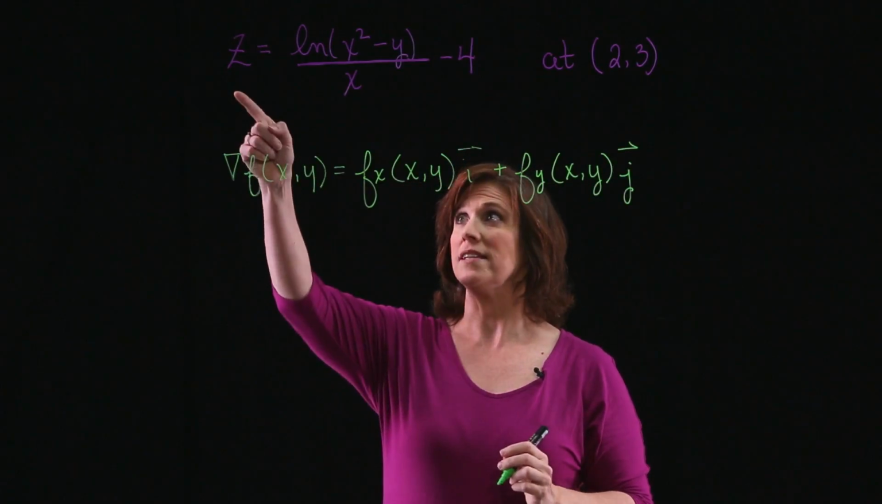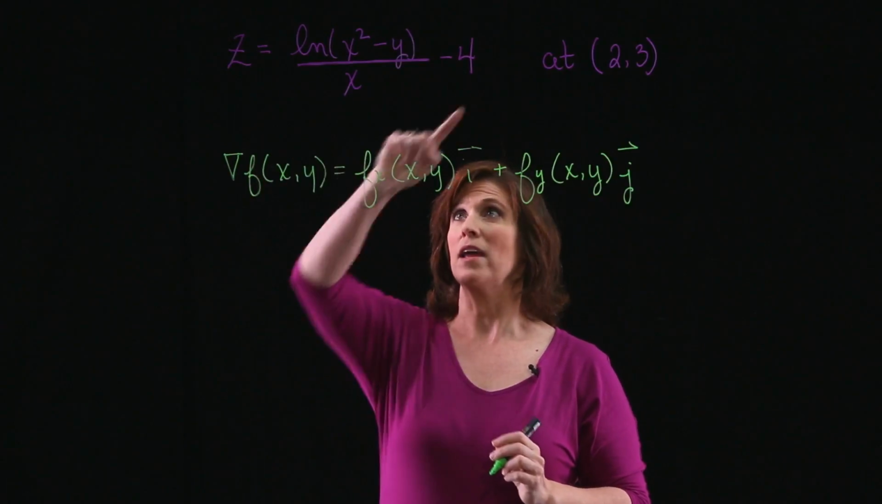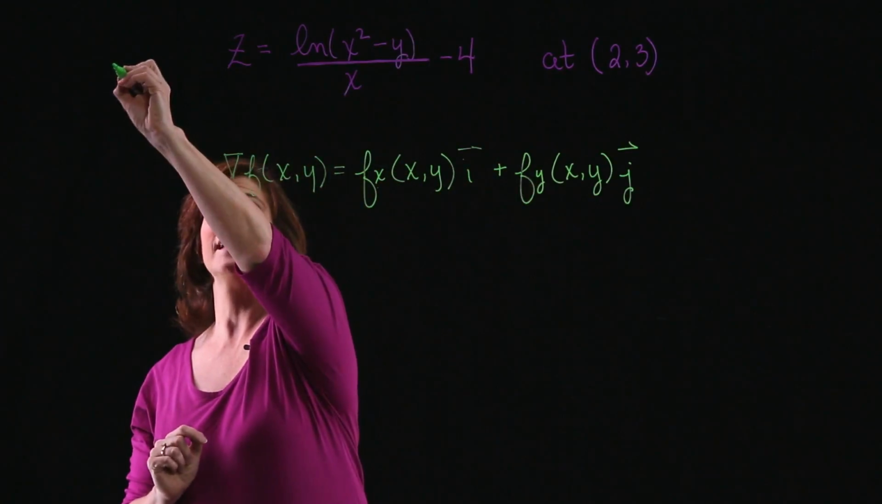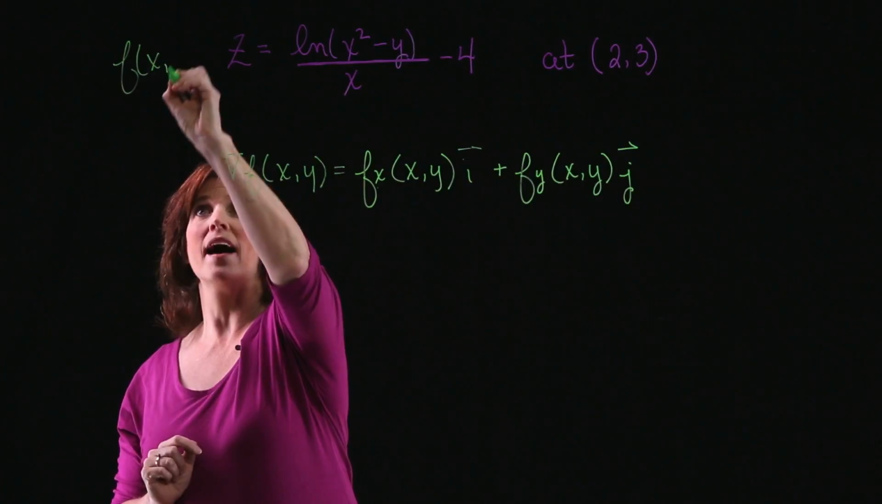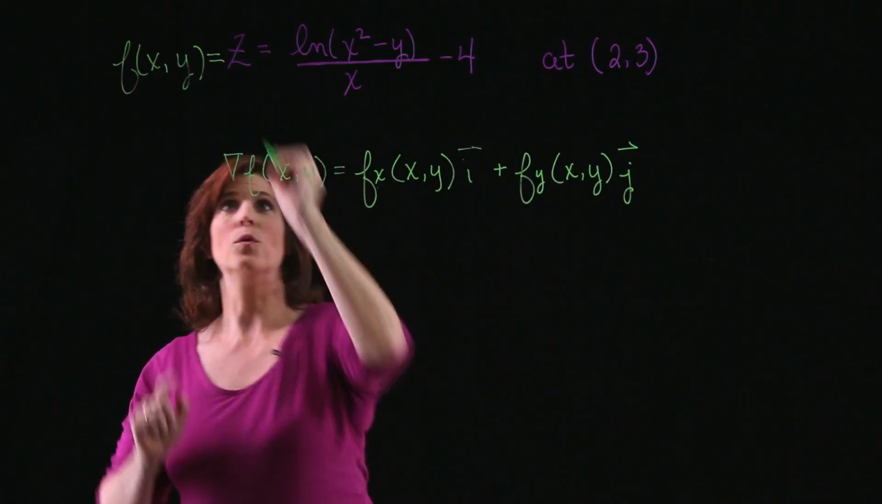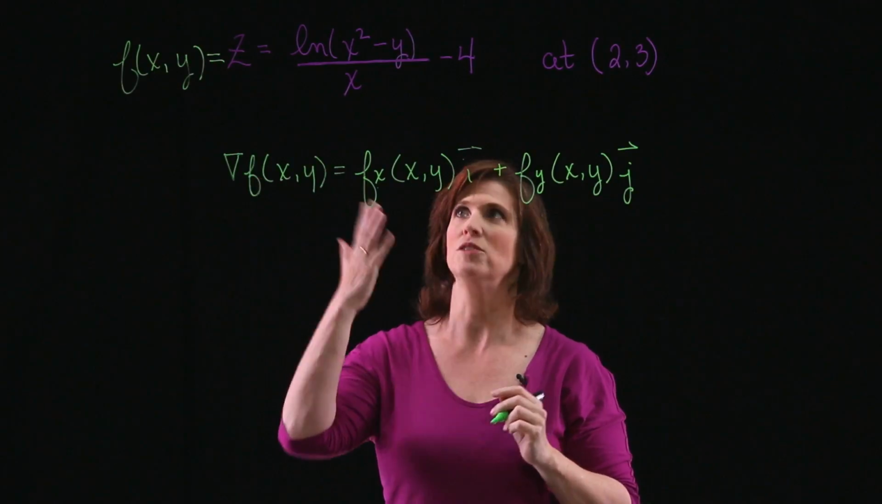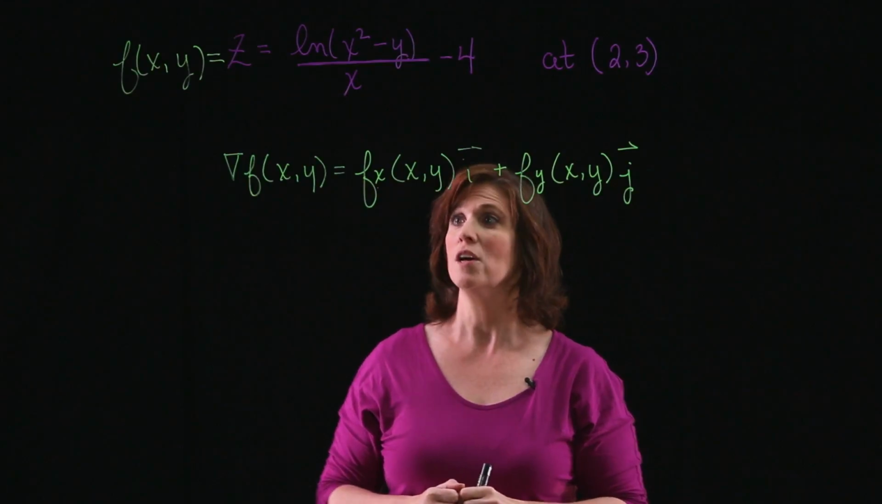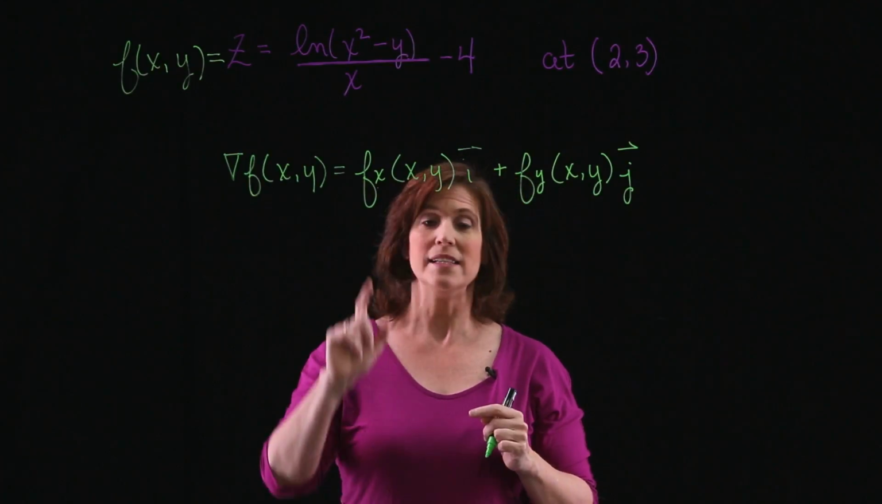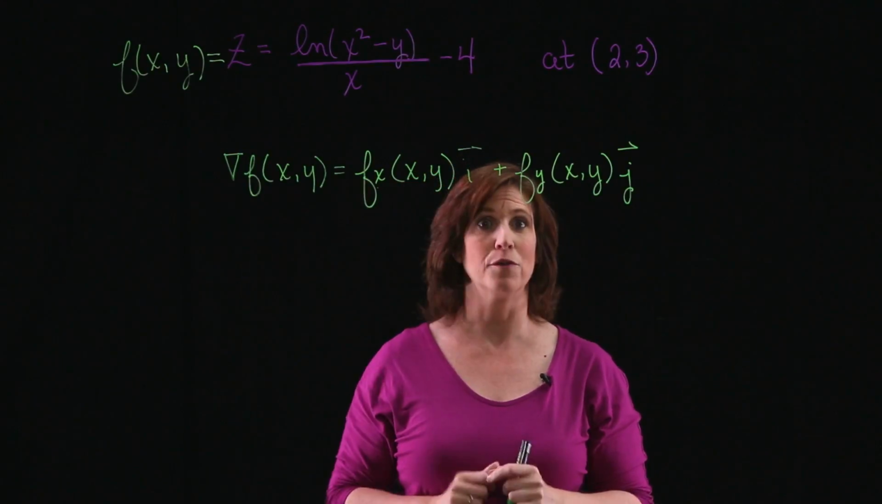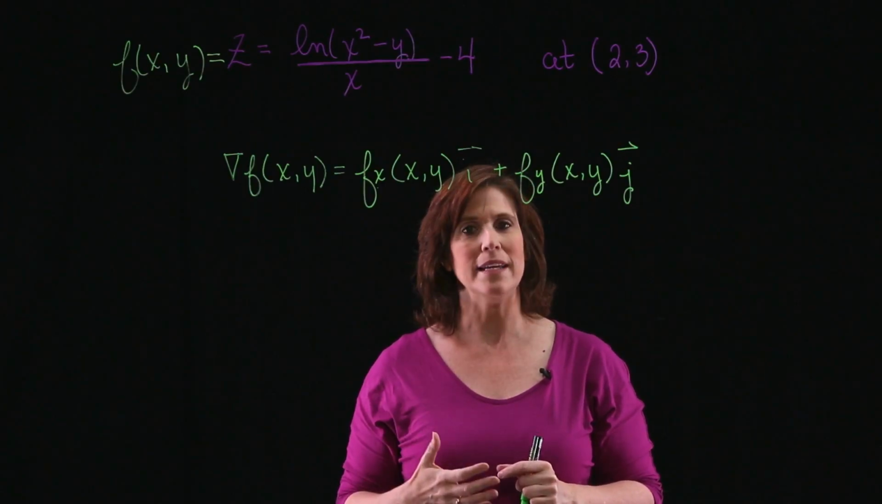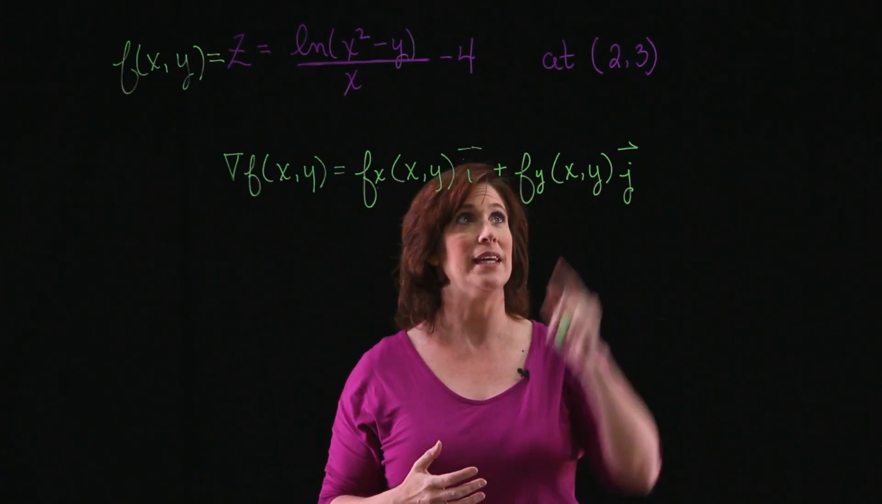Now, one thing to notice is that I can write my equation here as a function and say that f of (x, y) is equal to z, which is in turn equal to my expression. So what I need to do then is to find the partial of both of those. And in fact, I want to find out what the gradient is at the point (2, 3).